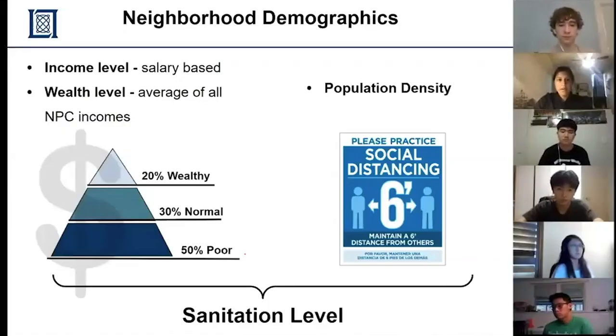To model income, we had each NPC in the game assigned an income to act as their base salary. To model income distribution, we made there be a 50% chance of being poor, a 30% chance of being normal, and a 20% chance of being wealthy.